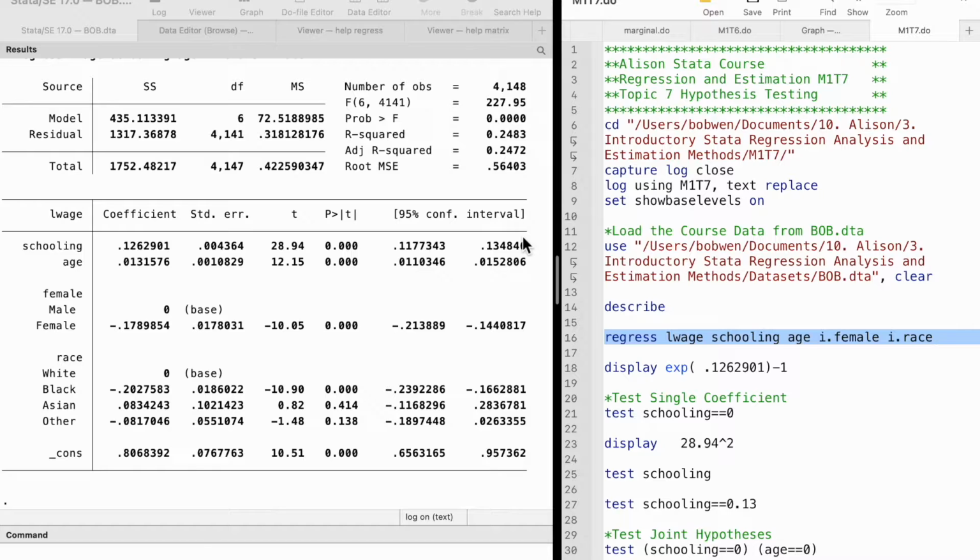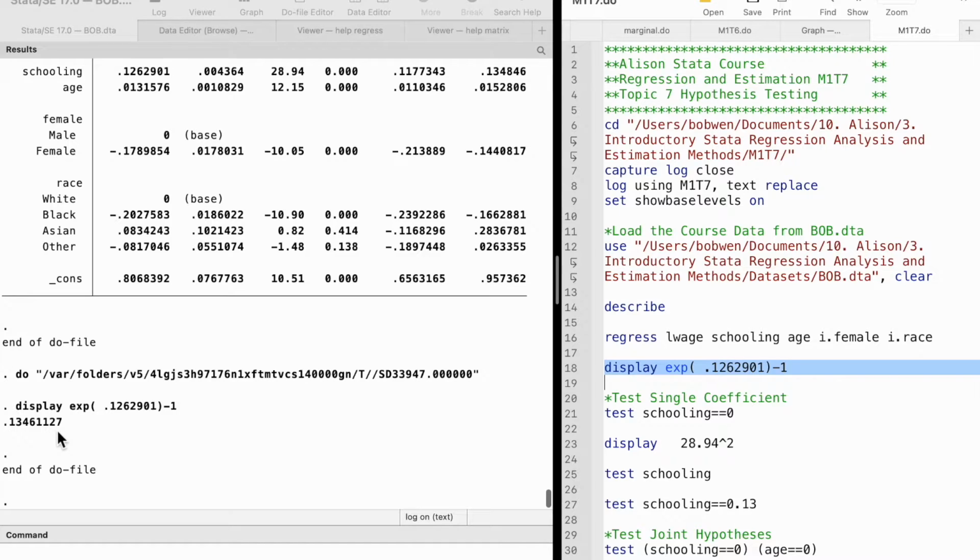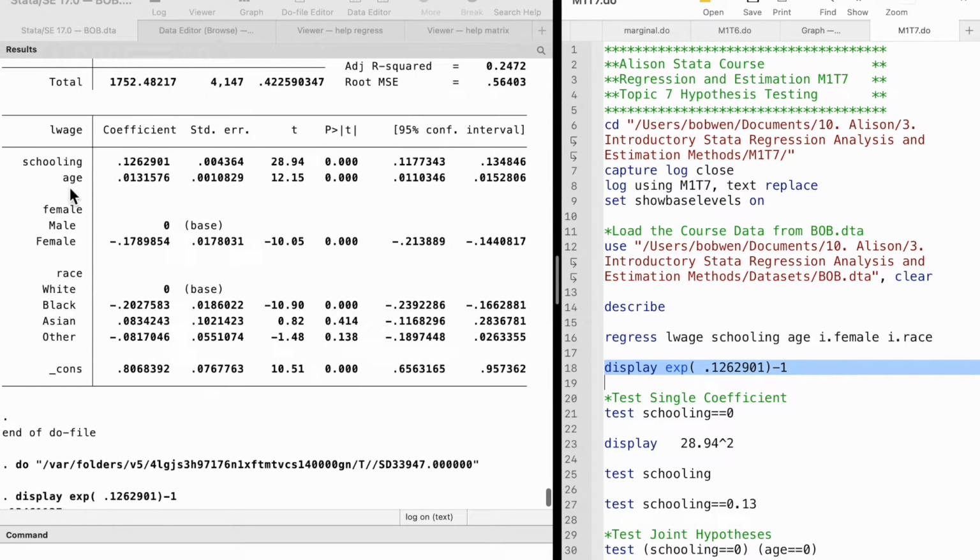Its 95% confidence interval does not overlap with the number 0. One more year of schooling completed increases hourly wage by 12.6%, or precisely 13.5% on average, holding other factors fixed. Age is also statistically significant at the 0.1% level. Female workers earn around 18% less than their male counterparts on average, and this gender disparity is statistically significant at the 0.1% level.